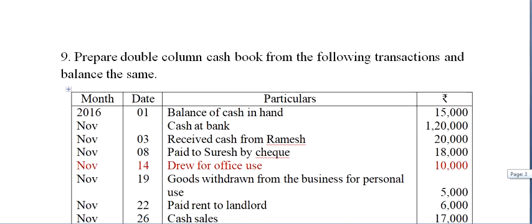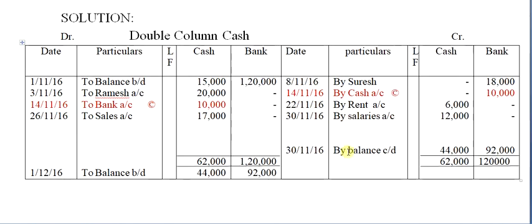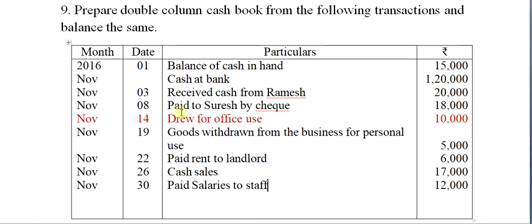Now you can move to the first point here, the first transaction, 2016 November 1st. Balance of cash in hand 15,000. Cash at bank 1,20,000. So what happens here? On 1/11/2016, to balance brought down, 15,000 cash balance. Bank balance, how much is there? 1,20,000, my dear students. It is an opening balance, a debit balance.